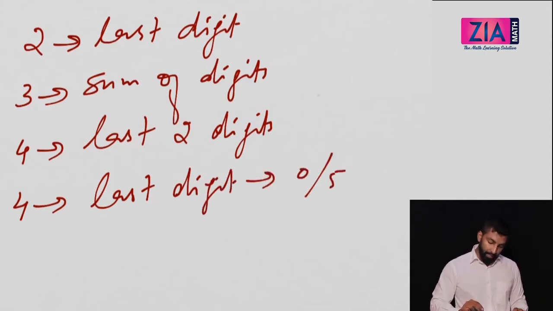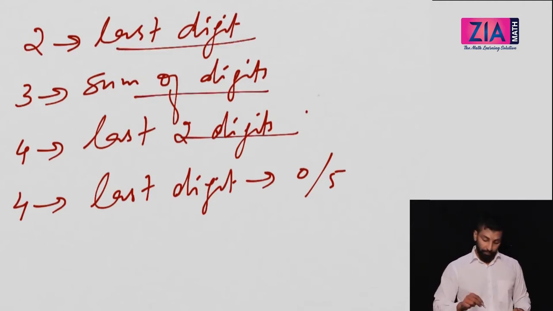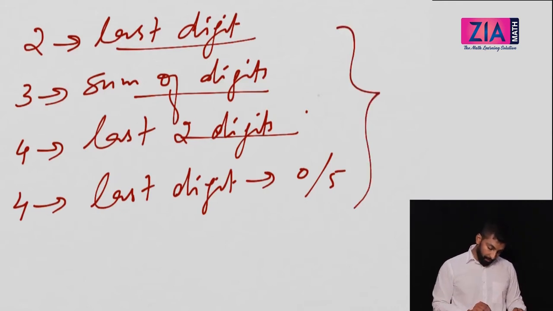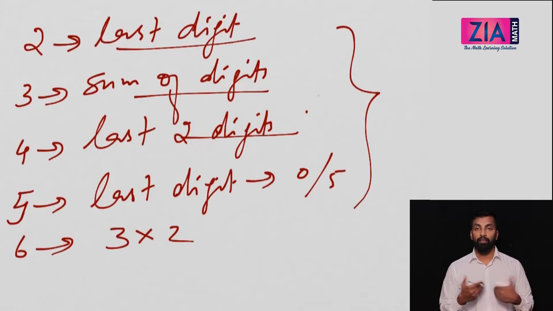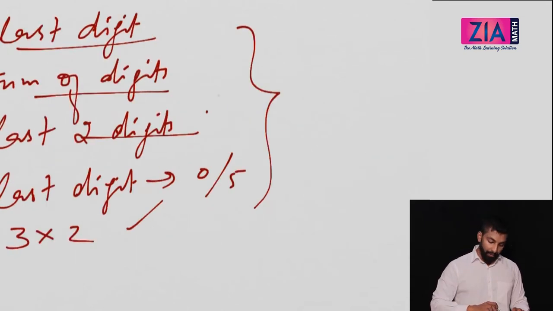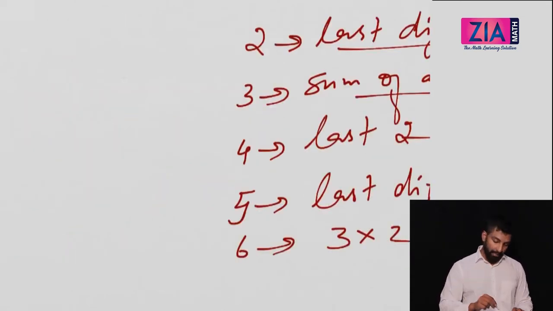Now here the last two digits must be divisible by 4. The sum of digits must be divisible by 3. The last digit must be divisible by 2. Okay, so this is 5, right? Then 6, 3 into 2. So divisibility of 3 we know, sum of digits. Divisibility of 2, even number. So you check whether the number is divisible by 2 and 3, then it is divisible by 6. Then divisibility of 7 we will discuss now.